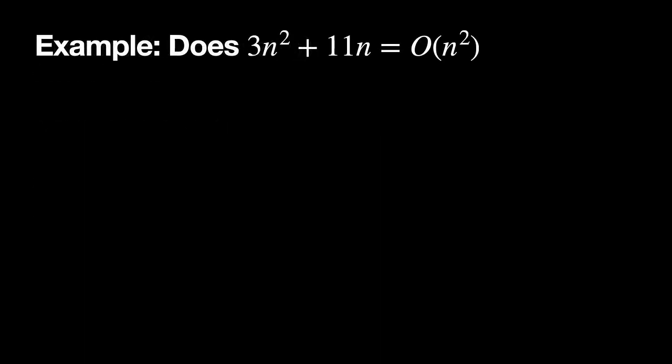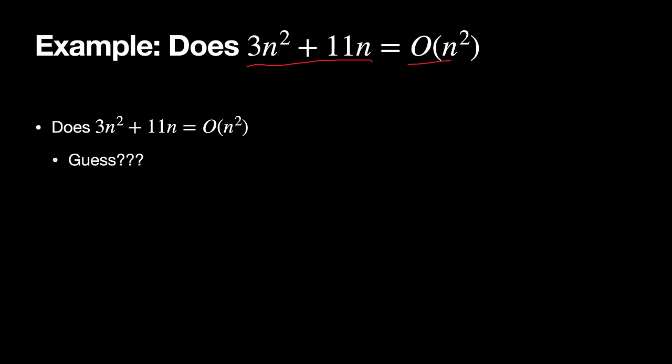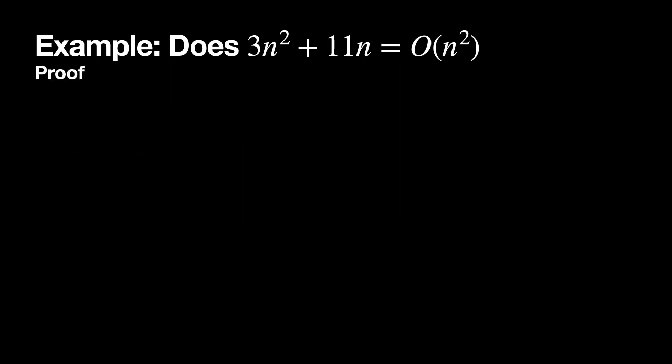So as an example, does this function, 3n squared plus 11n, would that be considered to be in the O of n squared? Okay, so any intuition about this? Any sort of a guess? So let's go ahead and go through the proof.